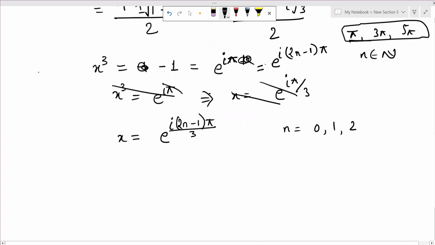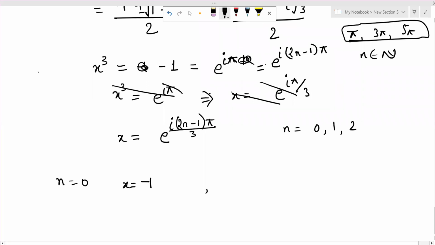So when you put n equal to 0, what is the value? e to the power minus i pi, right? So what is e to the power minus i pi? Cos minus pi plus i sin minus pi, right? Cos minus theta is equal to cos theta. So cos pi minus i sin pi. So at n equal to 0, what is the value? Cos pi is minus 1, and i sin pi is 0. Basically, that is 0. So what are the roots? x is equal to minus 1.